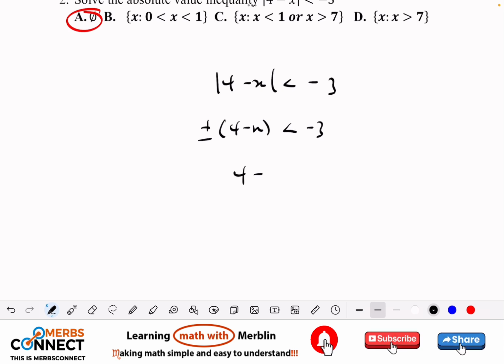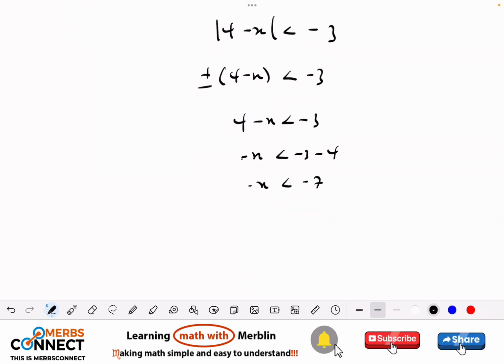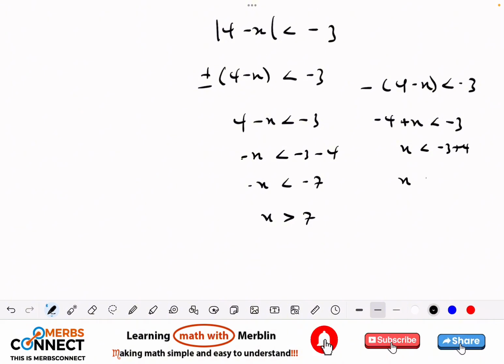Positive side. So what do you get? Minus X. I move the 4 there. Minus 4. Minus X is less than minus 7. Divide both sides by minus 1 and the sign will change to X greater than 7. Then you pick the minus aspect. Minus (4 minus X) is minus this. Multiply both sides by minus: 4 plus X is less than minus 3. X is less than minus 3 minus 4, and X is less than minus 7.